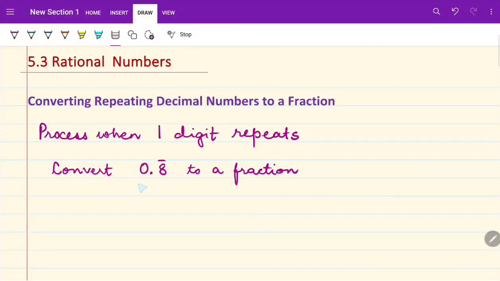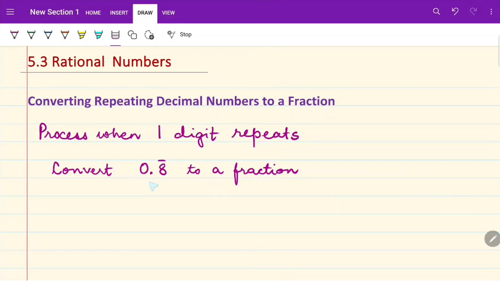Hello everyone. In this video I'm going to show you how to convert repeating decimal numbers to a fractional value. First we'll talk about what repeating decimal numbers are, and we will see that there are different cases of repeating decimals. We can have one digit repeating interminably, a pair of digits repeating interminably, or even more than a pair which keeps repeating.